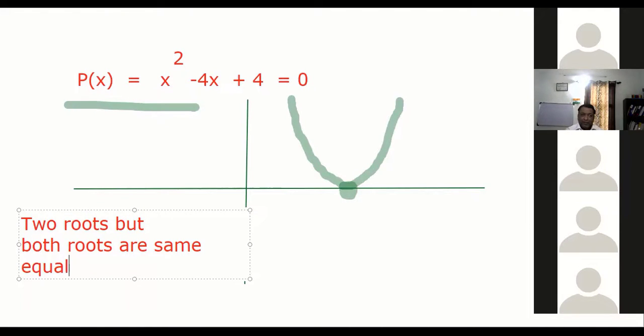Understood? A quadratic should have two roots, but here it is cutting at only one point. Means both the roots are equal. Got the point, everybody? What is the graphical meaning of this? The equation is quadratic, so two roots should come. Can you explain that equal roots one?